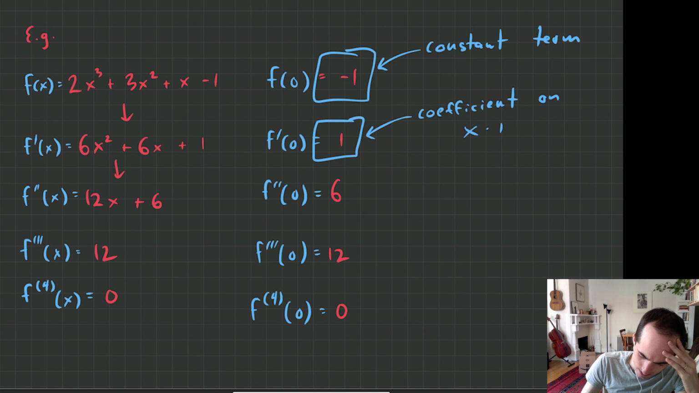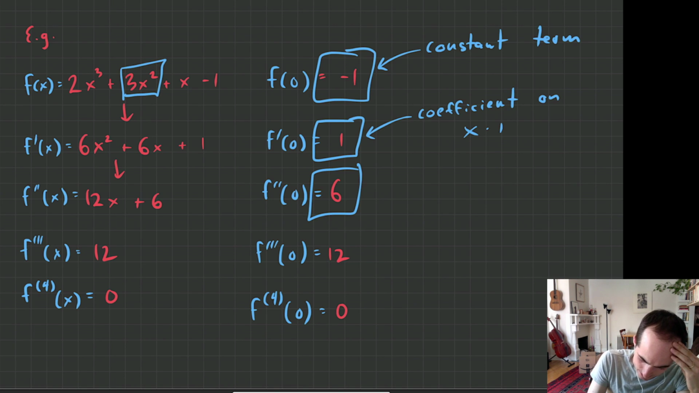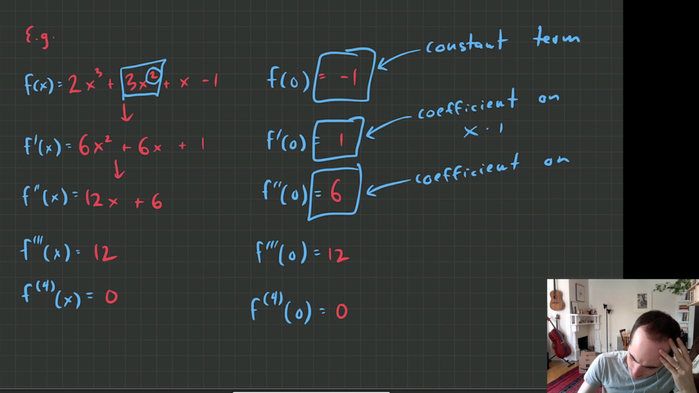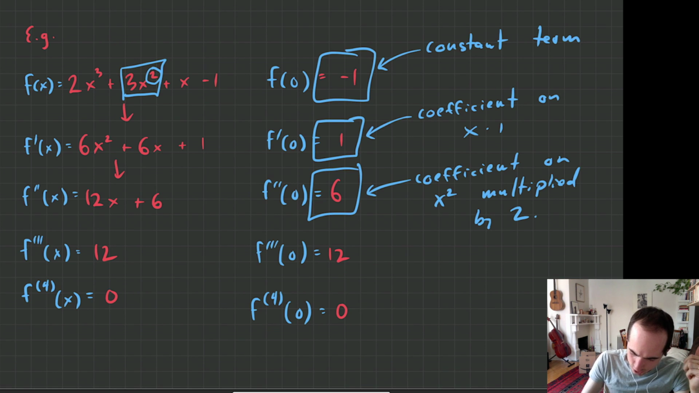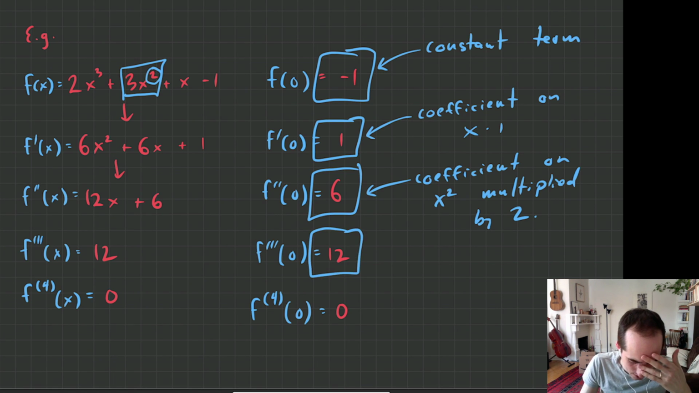This one here is going to be, well, there's a 3 here, but the reason it became a 6 is because we multiplied it by 2, right? So when we took the derivative, it's our coefficient on x squared, and let's say multiplied by 2. And then this 12 here, you can probably see where this is coming from.